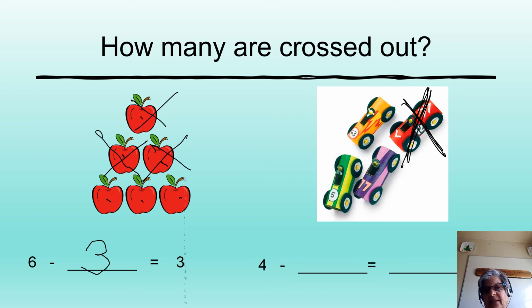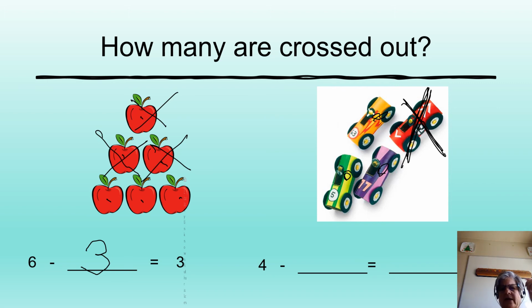Now let's look at the next problem. Here we see cars, and they start the number sentence with us. They said 4. So we have to see if we have 4 cars. I'm just going to take one crayon and put a dot on each one. You ready? Let's begin. 1, 2, 3, and 4. And I do have 4.